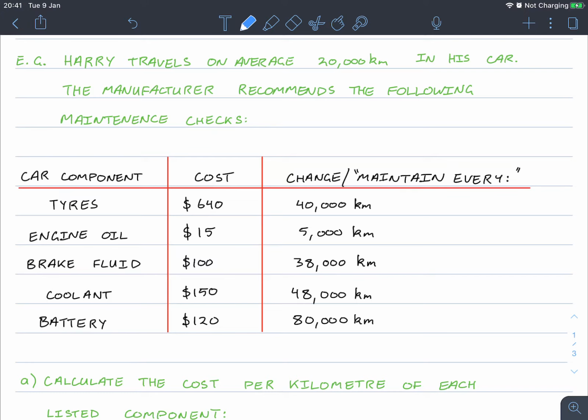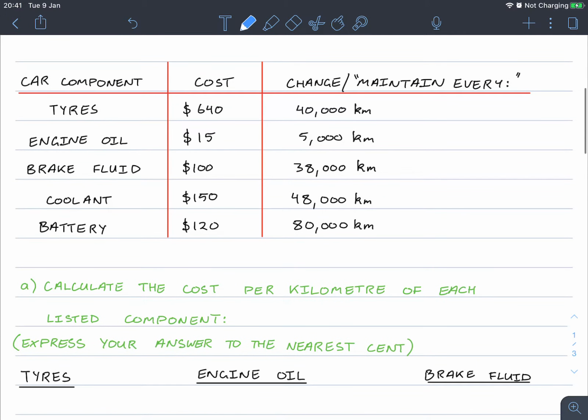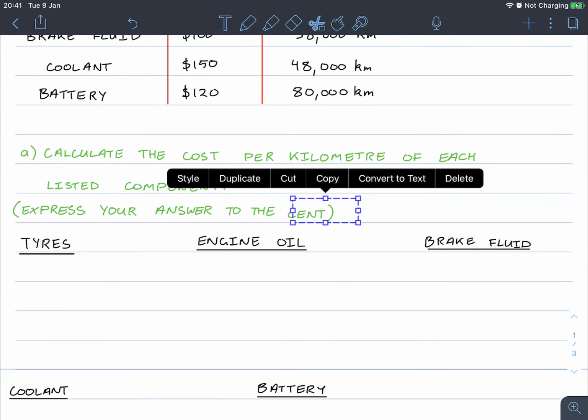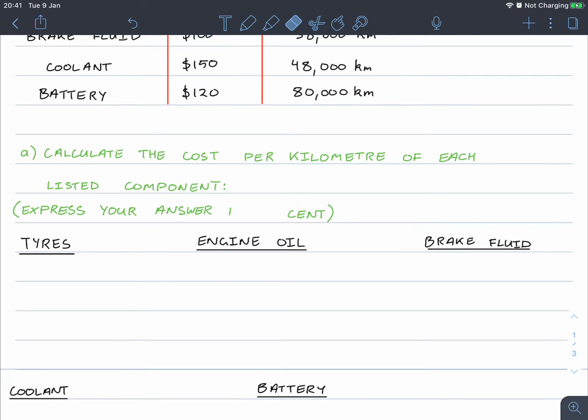The manufacturer recommends the following maintenance checks. I would go through each of these, but we'll make more sense of them as we go on in the example. Let's calculate the cost per kilometer of each listed component. Let's express our answer, sorry, not to the nearest cent, in cents.